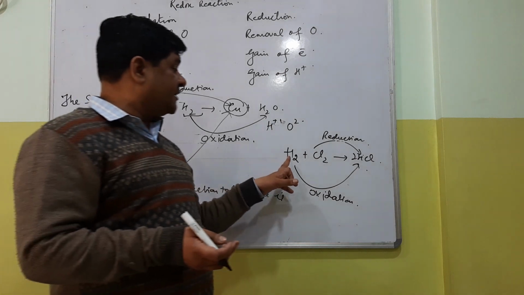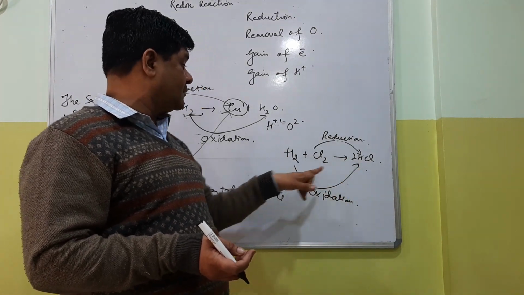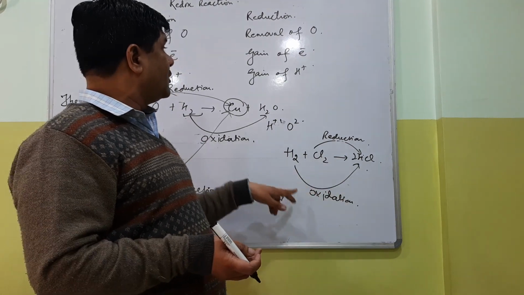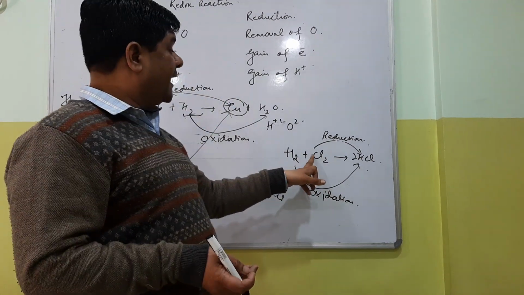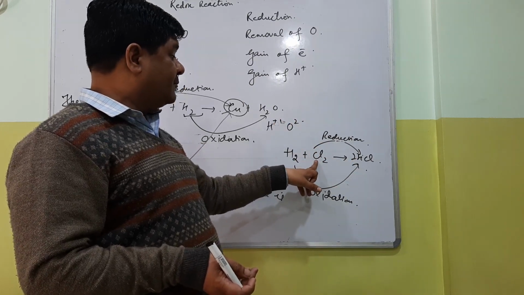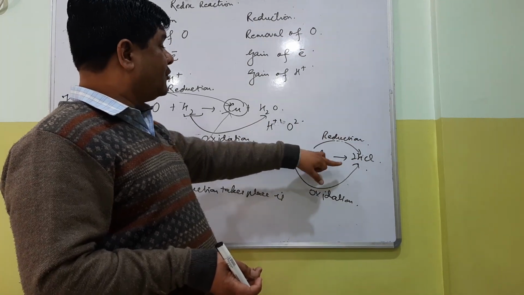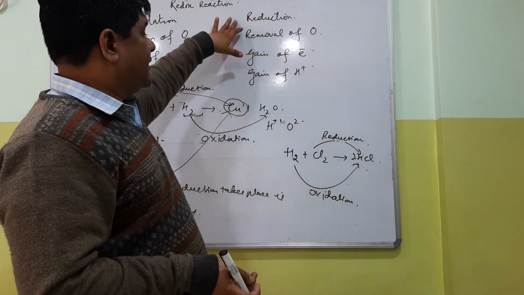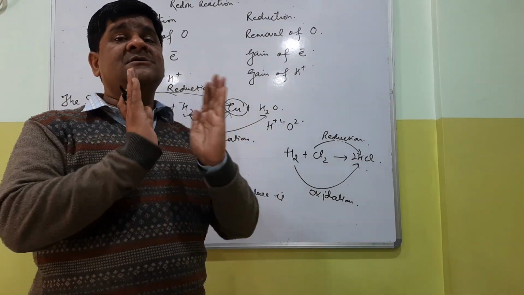And here in this reaction, hydrogen is getting changed to proton, it is losing proton. When it is losing proton, loss of proton is nothing but oxidation. And here chlorine is gaining proton. Whenever it is gaining proton, gain of proton is known as reduction. And this reaction as a whole is known as redox reaction.